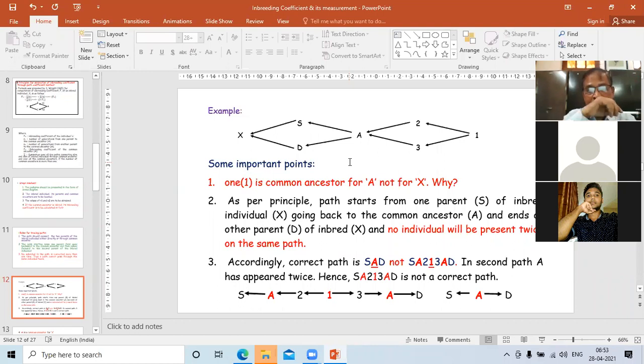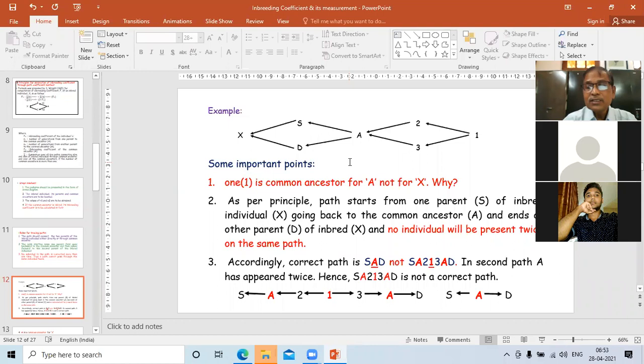Sometimes, if you have some confusion, you may consider 1 as the common ancestor. Then what will be your path? You will write the path S to A to 2, 2 to 1, 1 to 3, 3 to A to D. So if you see here, that means if 1 is the common ancestor, then the genetic material comes from 1 to 2, after 2 to A, and after A to S, okay?